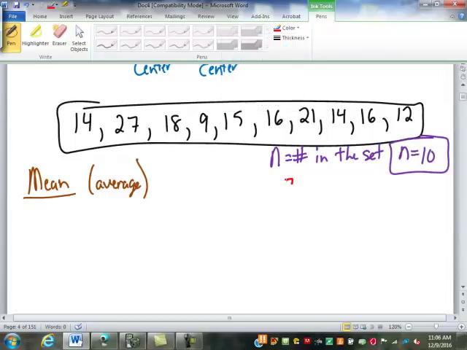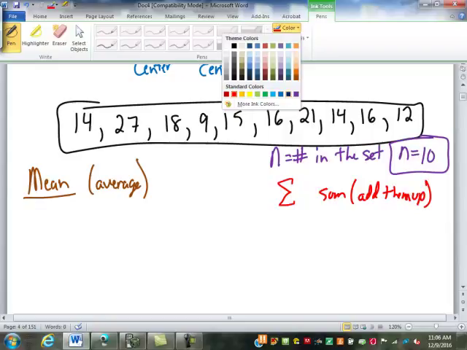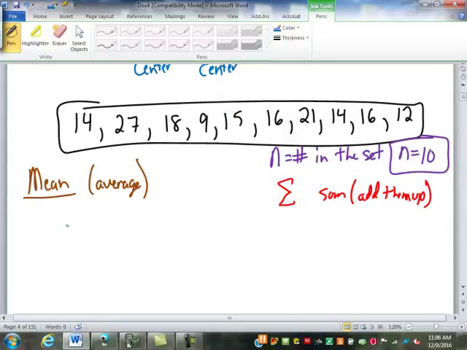Another symbol looks like that. That's the sum, which means add them up. So the symbol for the mean, for the formula of the mean, looks like this. Sum of the x means add up all the values and divide by n, which is the number that's there.